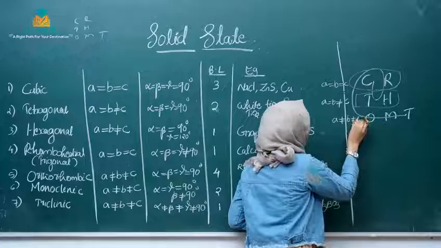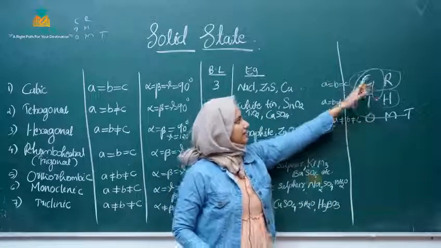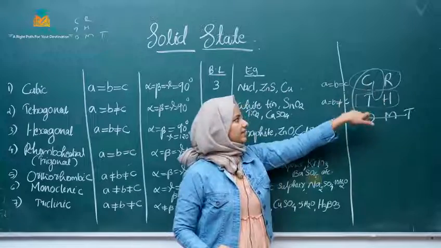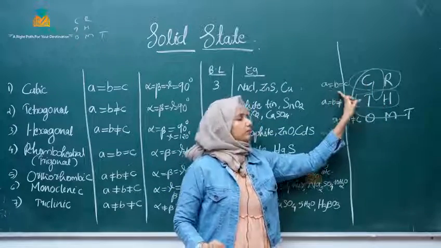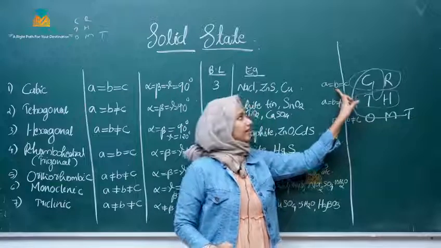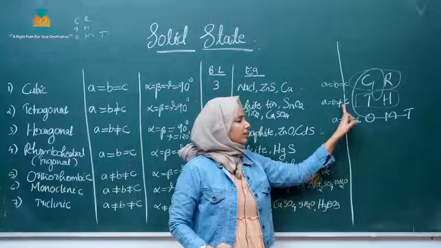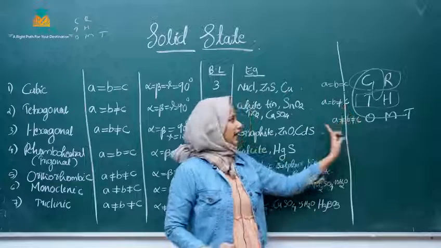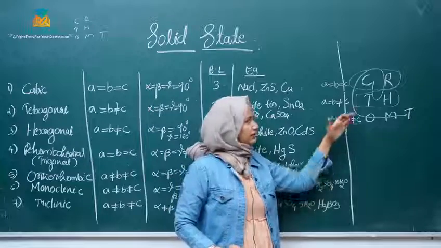All three are unequal: A not equal to B not equal to C. When you write it like a letter E, you will get it like this. In the first row, all 3 side lengths are equal; in the second row, 2 sides are equal but not equal to C; and in the third row, A not equal to B not equal to C. So this is the way.